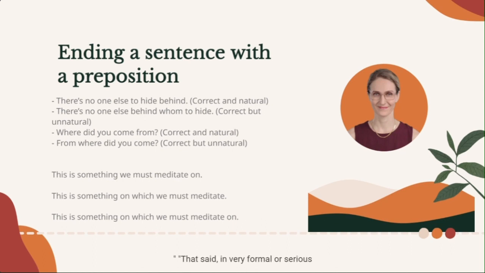That said, in very formal, serious writing, it can sometimes be more elegant to place the preposition early in the sentence. If you choose to move the preposition, just make sure to remove it from the end of the sentence. As an example, this is something we must meditate on. This sentence is correct and natural. This is something on which we must meditate. This sentence is also correct, but it's more formal. This is something on which we must meditate on. This sentence is incorrect because it ends with an extra on, which is redundant.